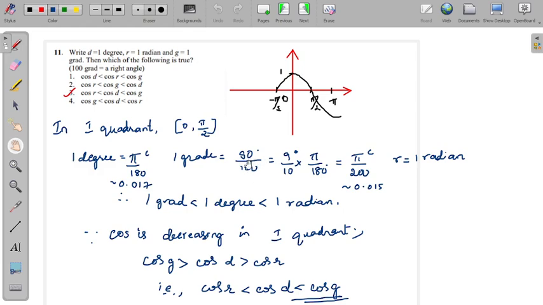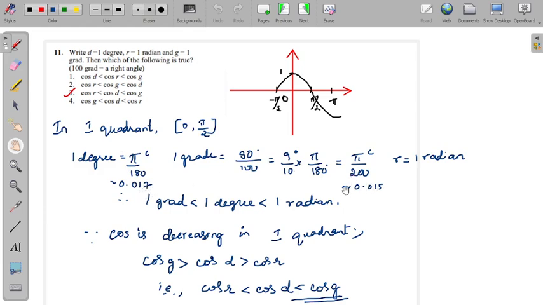Then we have to convert degrees to radians. That is 9 by 10 into, to convert degrees to radians, we multiply by pi by 180. So this gives you pi by 200 radians. 1 degree is nothing but pi by 180 radians, because pi radians is 180 degrees. So 1 degree is pi by 180 radian, and it comes out to be 0.017.